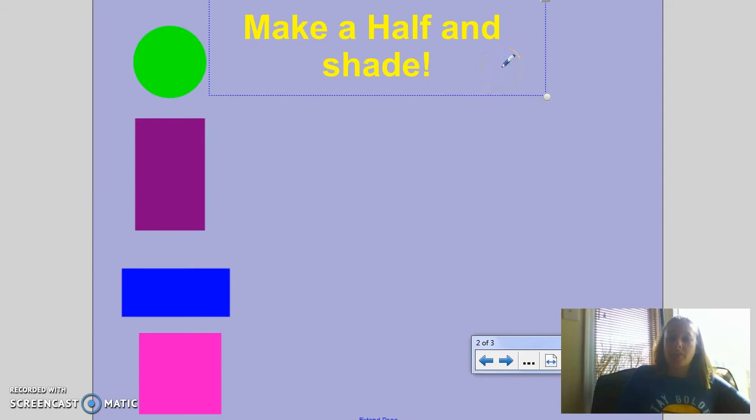It says make a half and shade. So I want you to draw a circle on your paper. Just try your best. It does not have to be perfect. And it says make a half. So divide your circle in half and then shade 1/2 of your circle. So I'm just going to shade 1/2. All right. When you're done with your circle, go to your rectangle, divide your rectangle in half, and shade 1/2 of your rectangle.